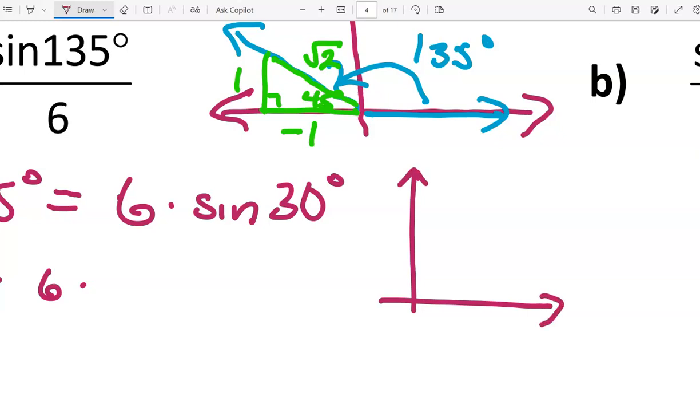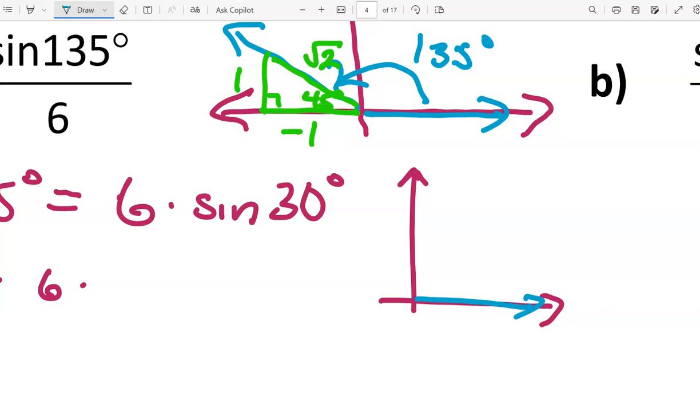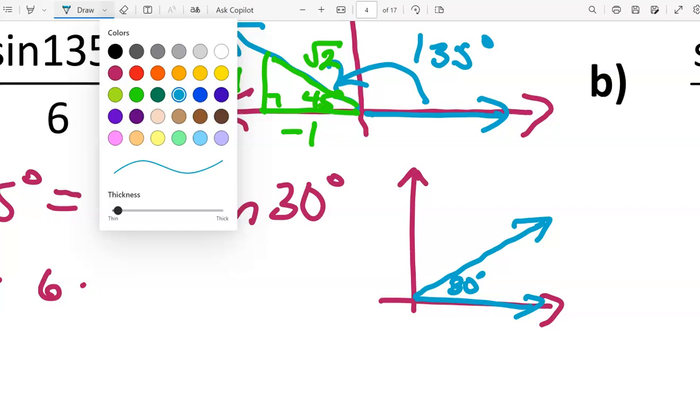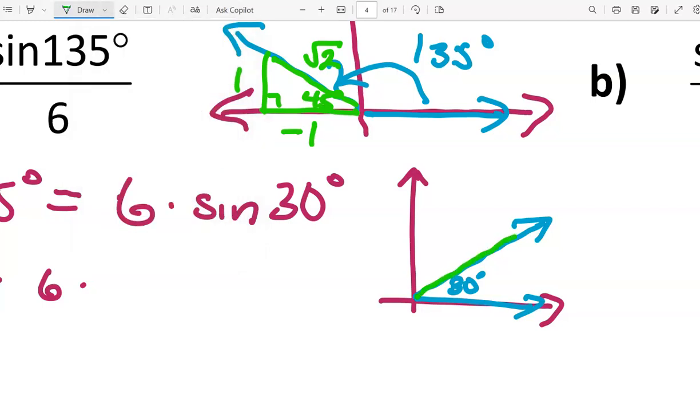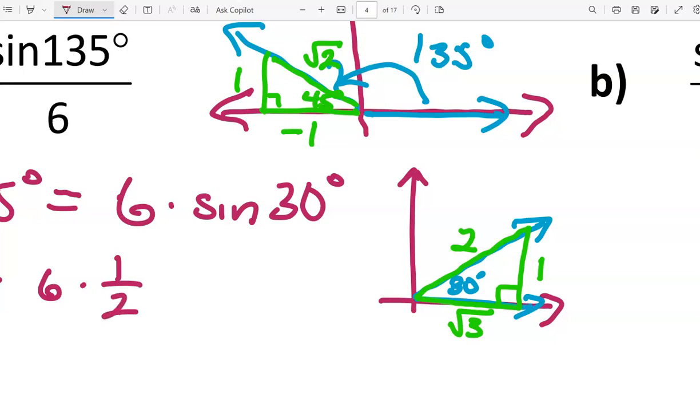That's an acute angle, so that's going to terminate in quadrant 1 when drawn in standard position. And for a 30-degree angle, we can draw in a reference triangle. In it, the opposite side from the 30 degrees is 1, the adjacent side is the square root of 3, and the hypotenuse is 2. So that means that the sine is opposite over hypotenuse, which is 1/2.